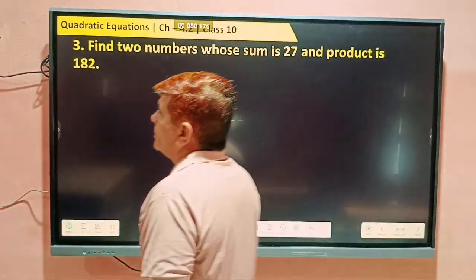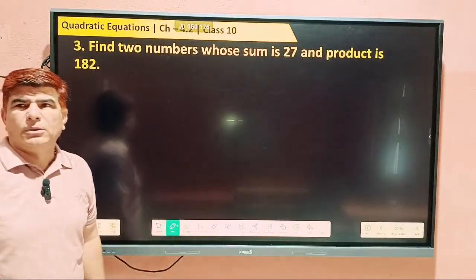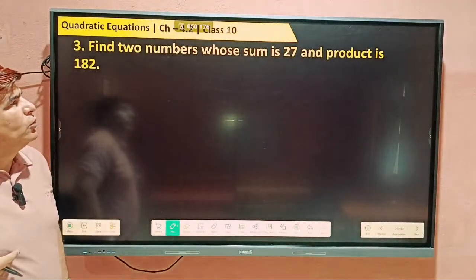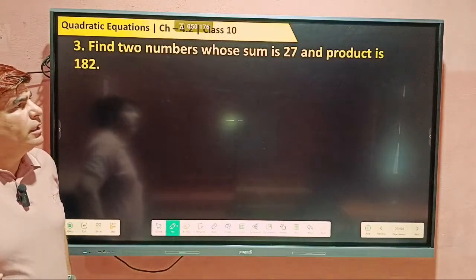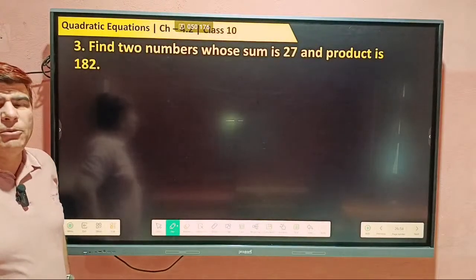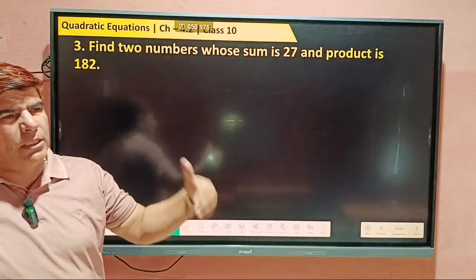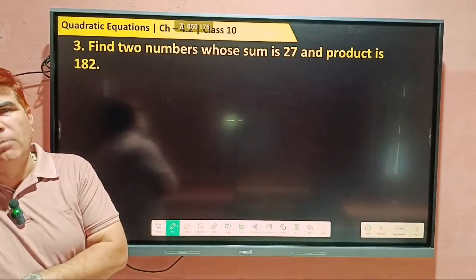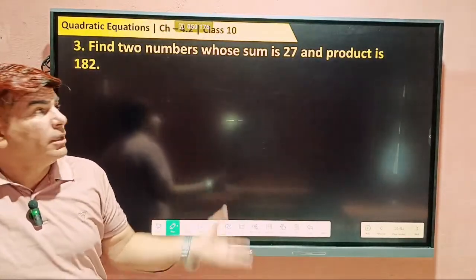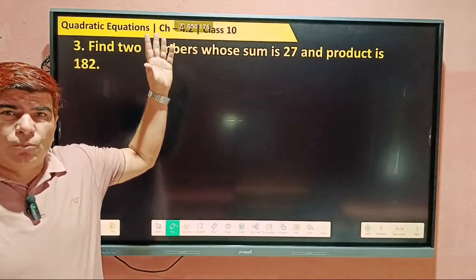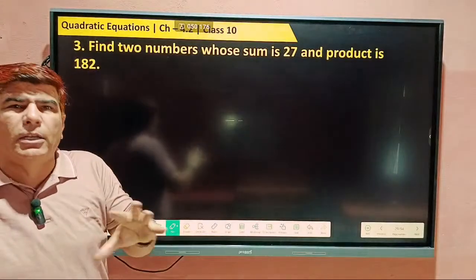Question number 3. Find two numbers whose sum is 27 and product is 182. In this type of question, in the starting part of this chapter, we have to prepare mathematical problems. In the second part, we find their solution. This is the third part where we have to prepare the mathematical problem and find its solution, both together.